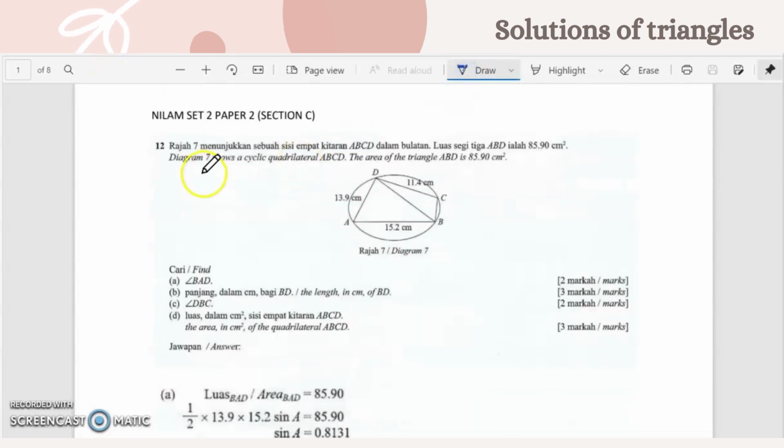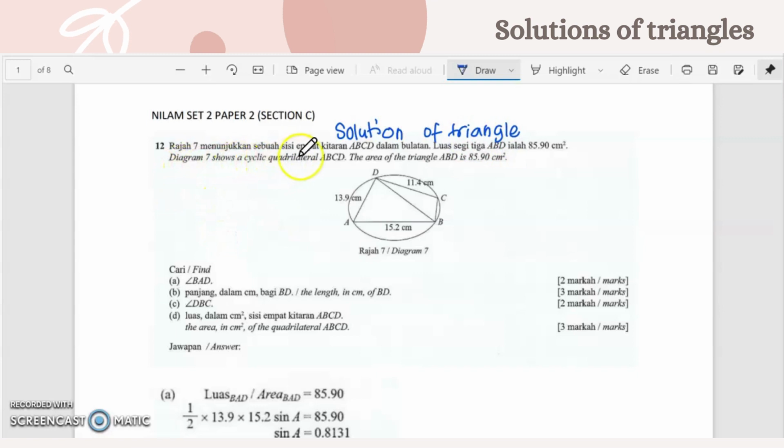For question 12, it's all about solution of triangles. What you have to know from this topic are the sine rule, cosine rule, and also the ambiguous case, and mostly also the lines and planes, the angles between lines and planes. They are all under the solution of triangles. So we go to question 12.